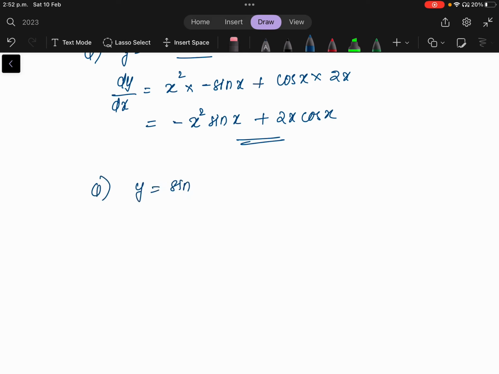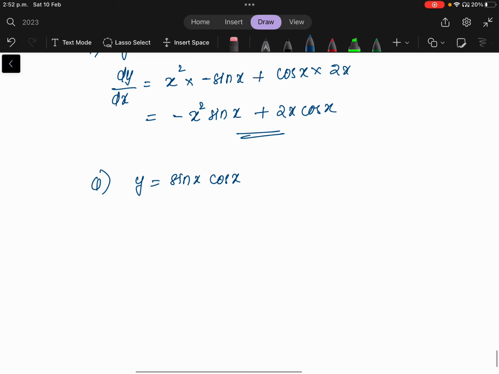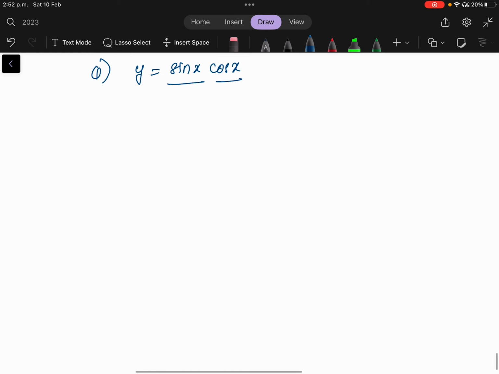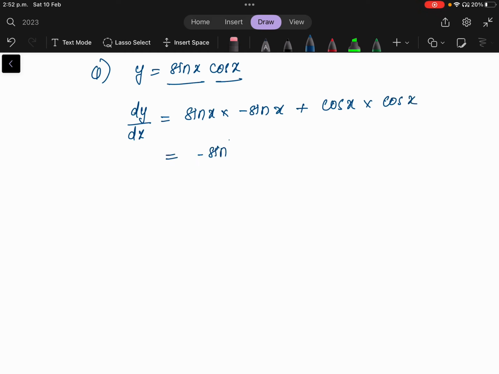So y is equal to sine x cos x. Again, since there are two terms and there's a multiplication between, it is a product rule. So dy over dx is equal to sine x times cos x, differentiation of the cos x is minus sine x, plus cos x times differentiation of the first term is cos x, which is equal to minus sine squared x plus cos squared x. Okay, and this is nothing but cos 2x.